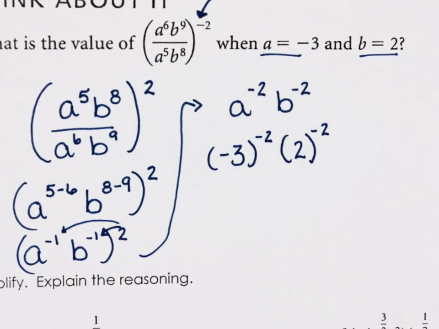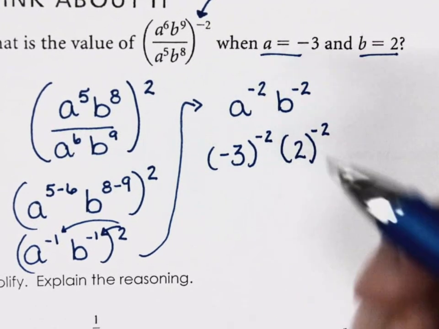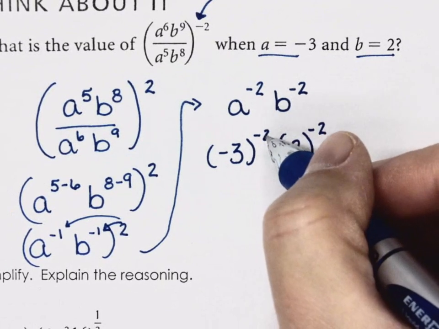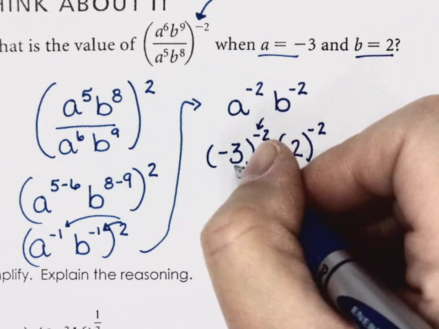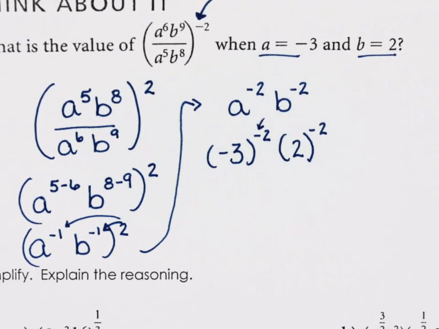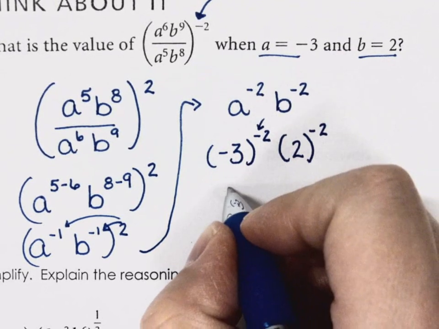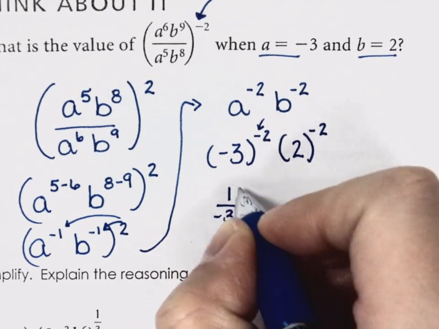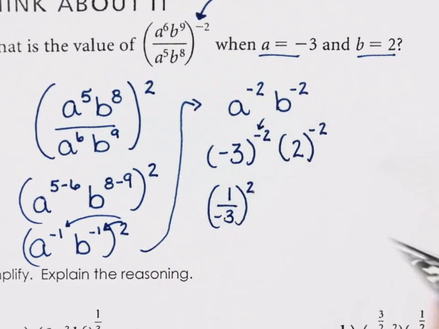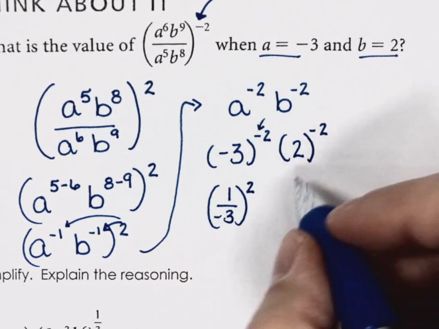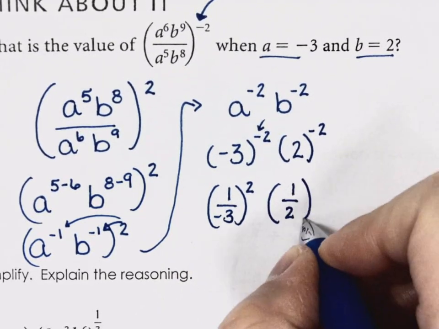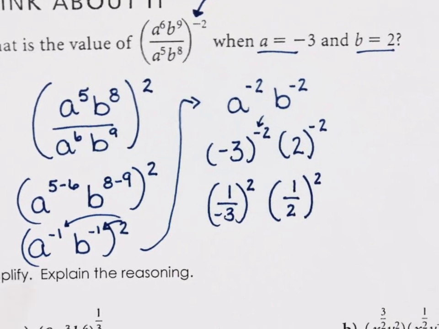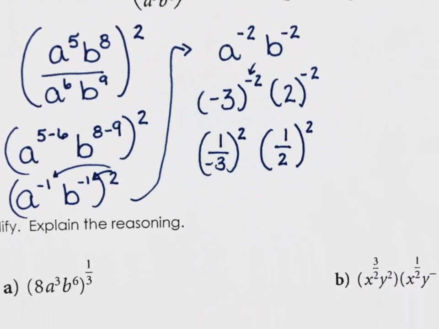So now we have to evaluate these things. We know that this negative is going to reciprocate the base. So that negative there is going to reciprocate the base of -3, so that's going to become -1/3. And now that's going to be a +2, and this is going to reciprocate to 1/2. And notice those negatives go away because I've dealt with them.